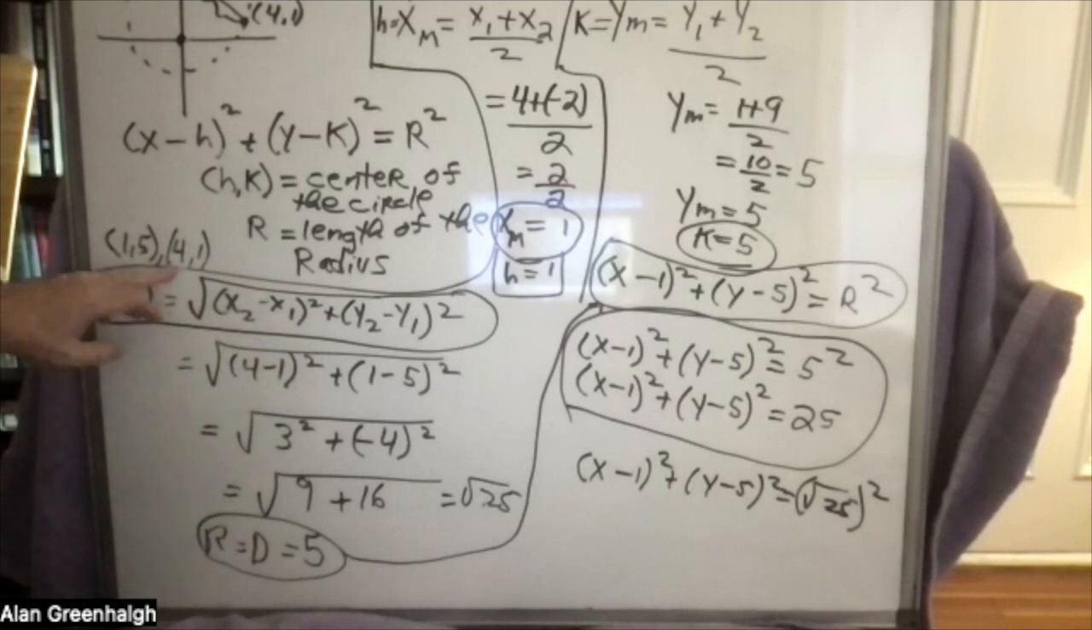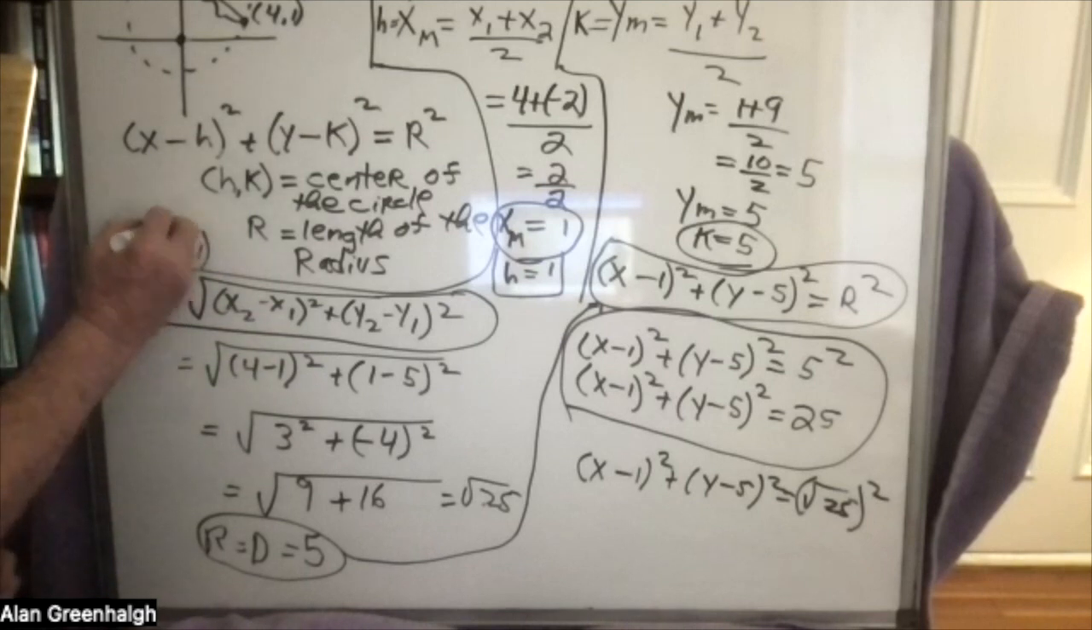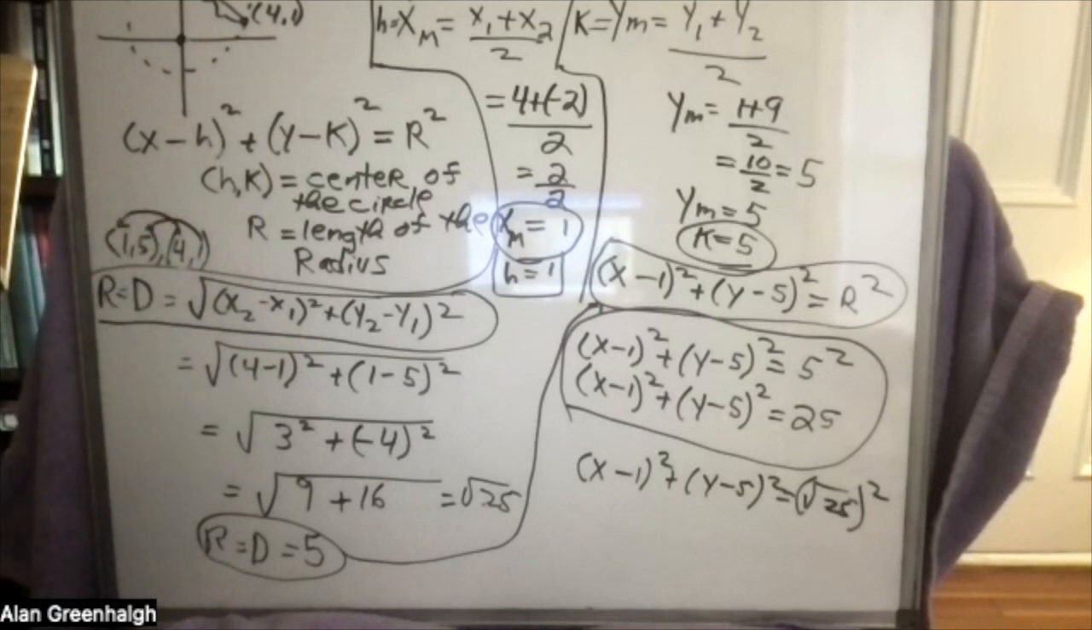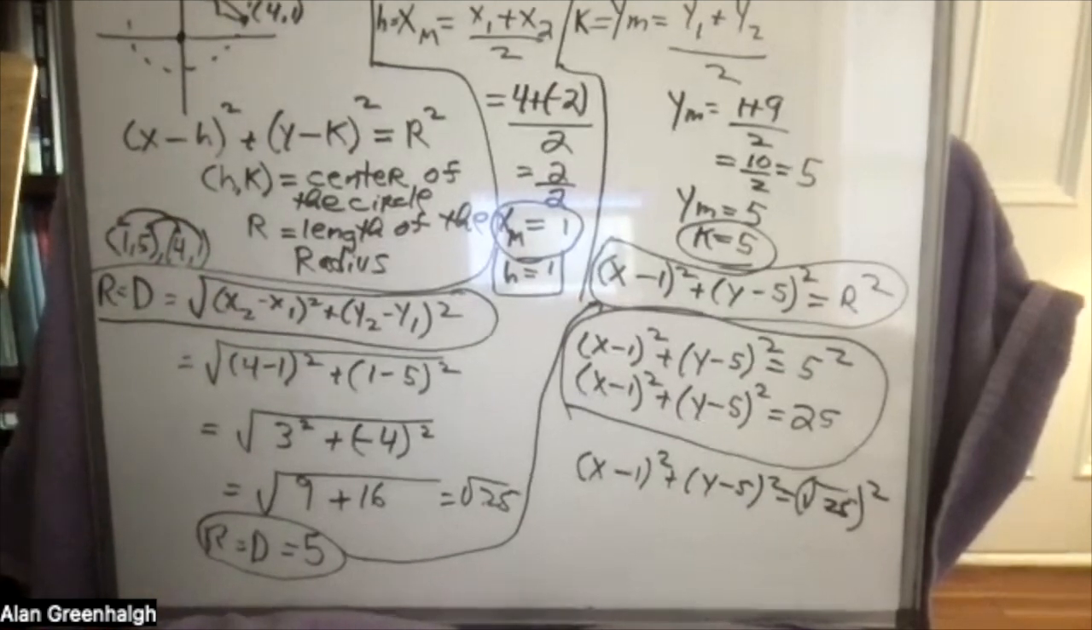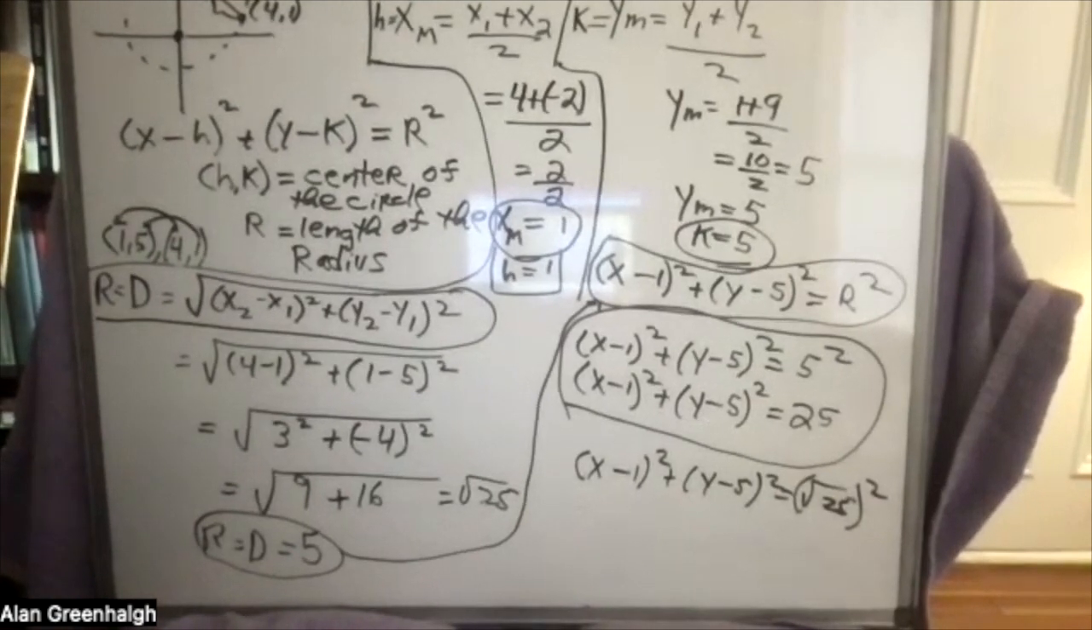If you go in this direction, 4 minus 1, you also have to go in this direction, 1 minus 5. I hope that answers your question. It did. Thank you so much.